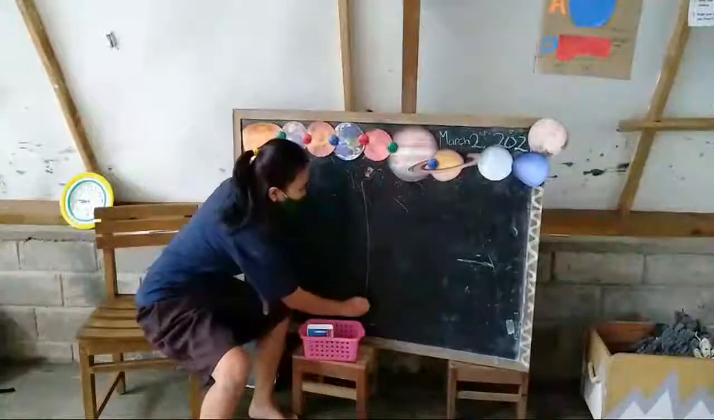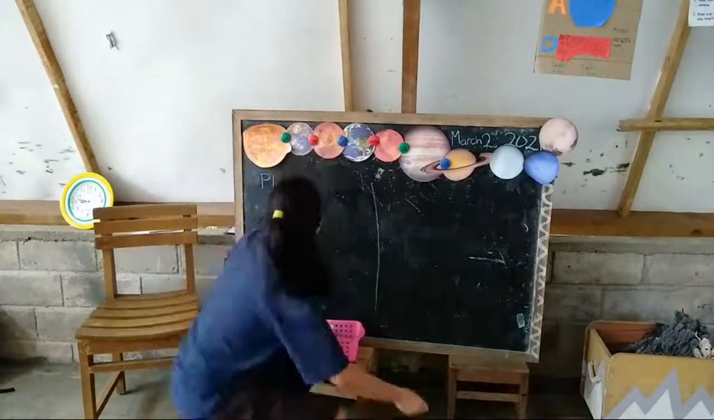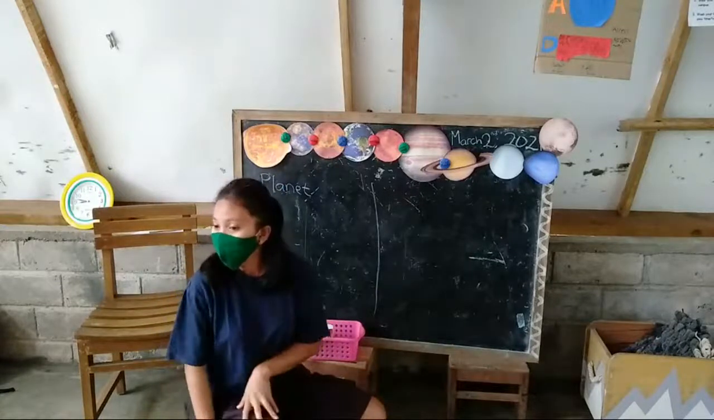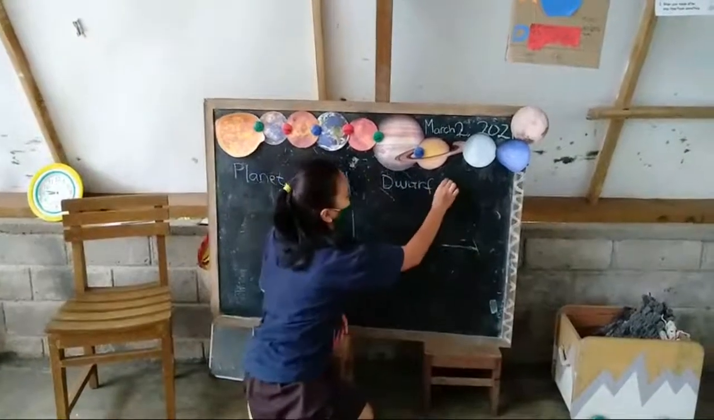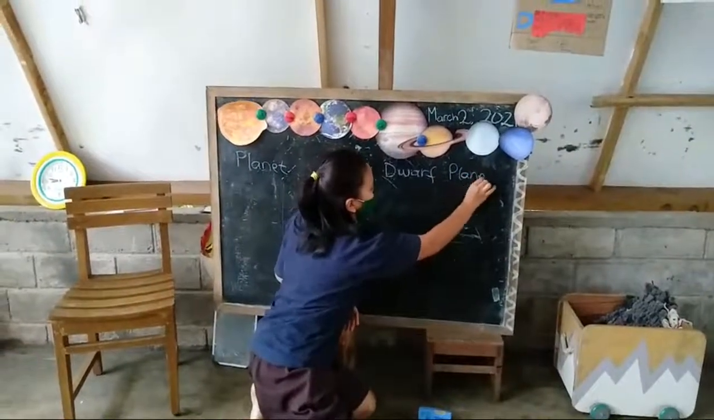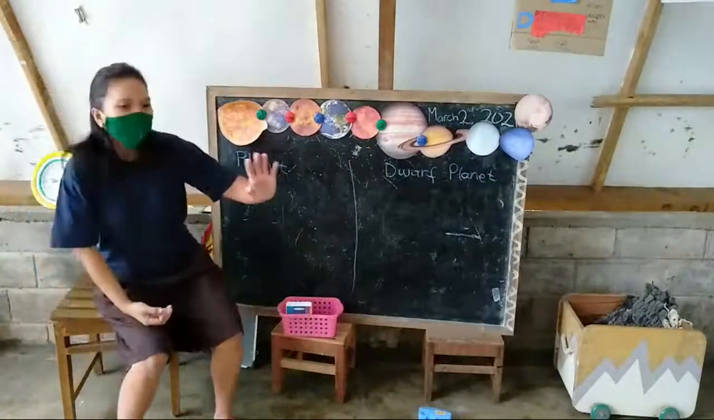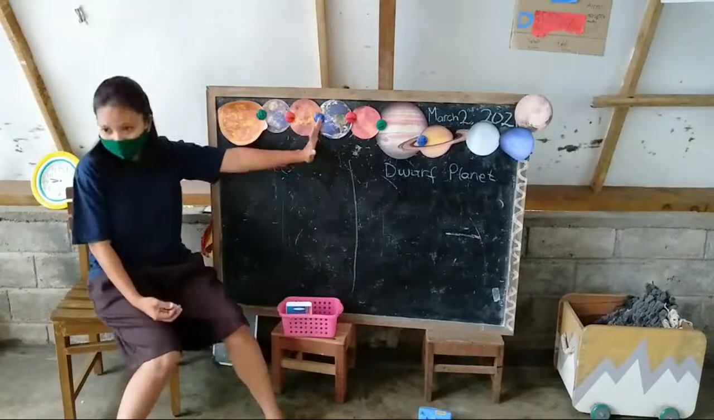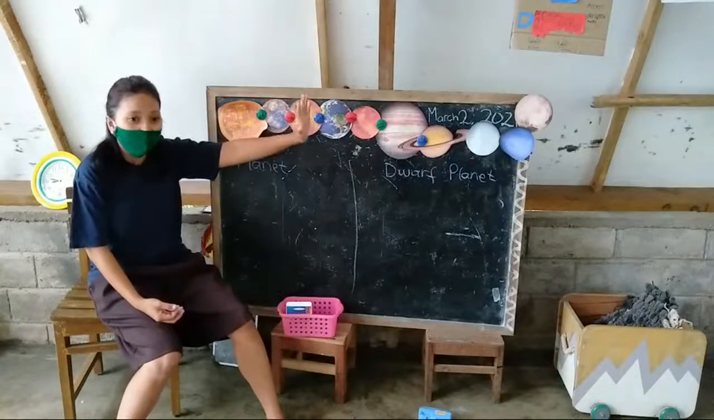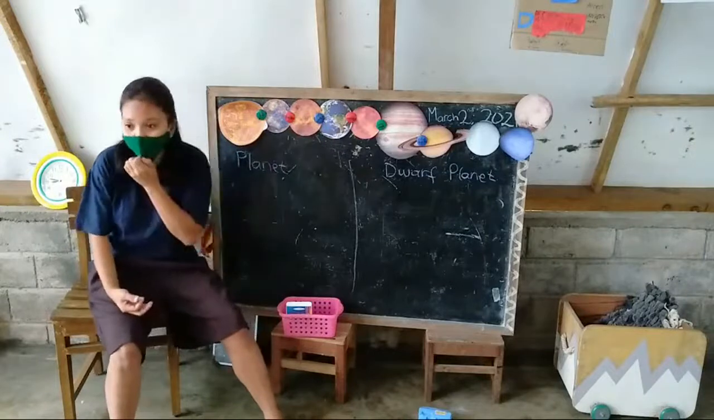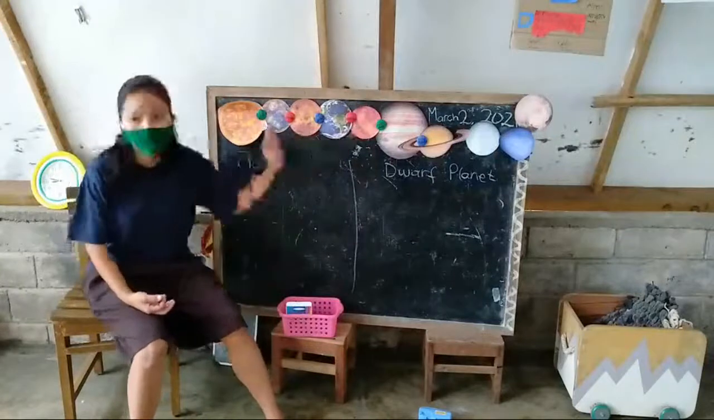Okay, so we will discuss the difference between planet and dwarf planet first. Let's discuss planets first. We have discussed these planets, but then I want to ask you several questions. What about the orbit of these planets?